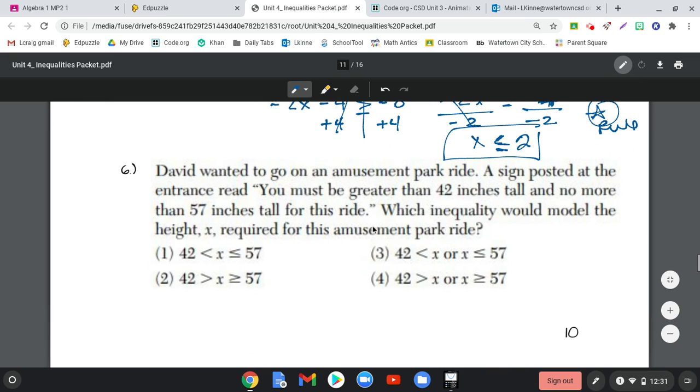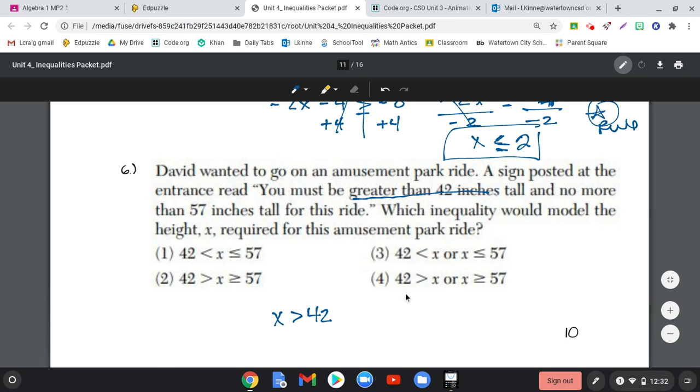All right, last one. It's just matching, trying to figure out what's going to work out here. David wanted to go on an amusement park ride. A sign posted at the entrance said, you must be greater than 42 inches tall and no more than 57 inches tall for this ride. So we're trying to figure out what's going to model that. So you must be, let's start here, greater than 42 inches. So he has to be greater than 42, just greater than, not greater than or equal to.